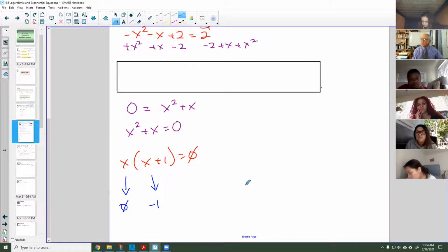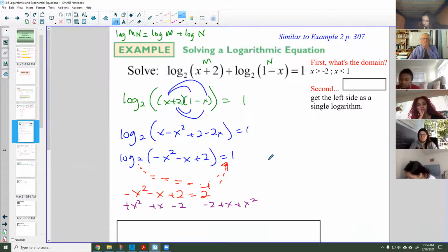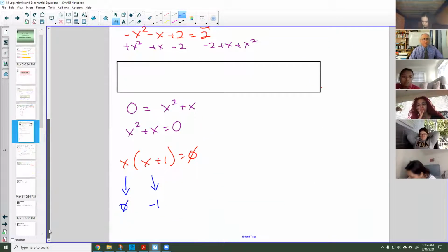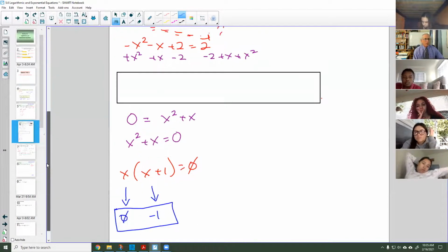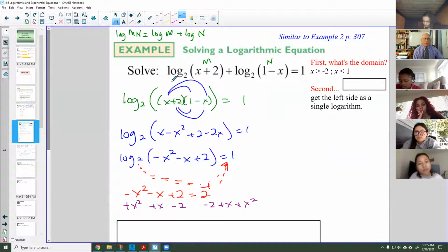We're good, okay? But let's check my domain. Do both of these answers fit in my domain? My domain goes from -2 to +1. And yeah, both of these numbers are in that domain. So I think that my answer is this right here. I think I have two answers that make this equation true.